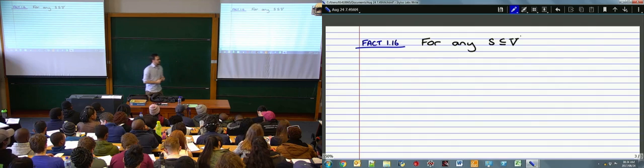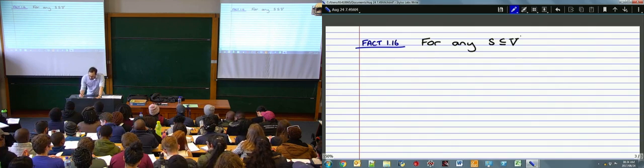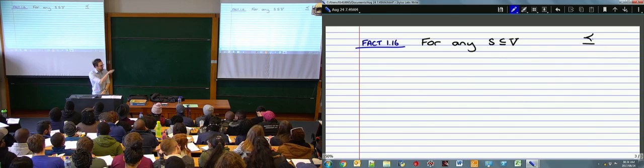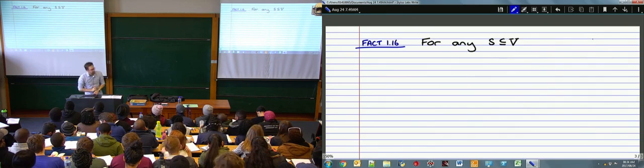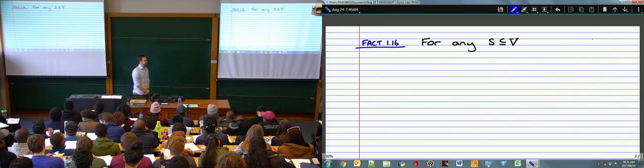Is there a symbol for a subspace? Yes, there is a symbol for a subspace. I'm not actually sure. I think it'll be something like that, which is some odd looking shape. But I don't know that we'll ever use it.